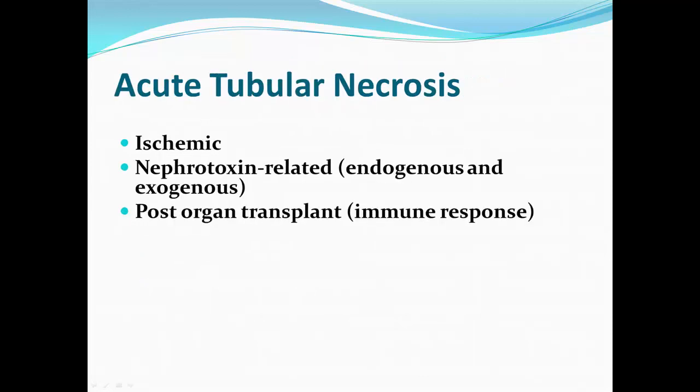So let's look at some pathologies specifically. Acute tubular necrosis. We throw this phrase around a lot, especially when we're talking about acute kidney injury, and they'll say, oh, they've got ATN. Well, acute tubular necrosis can be due to a variety of mechanisms. It can be ischemic, which we'll talk about a little bit more, but we kind of opened the door to that. It can be related to nephrotoxins, and these nephrotoxins can be either endogenous or they can be exogenous, coming from the outside. And then an acute tubular necrosis can be due to the immune response.